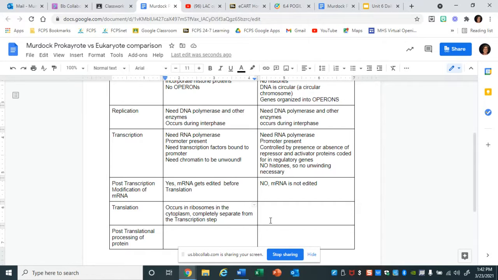The prokaryotes, the bacteria, as we're going to learn, translation and transcription often happen at the same time. There's no separation of these steps. Big difference.